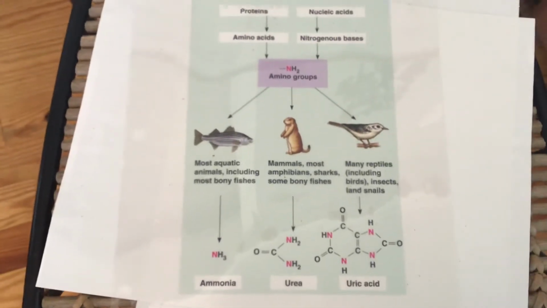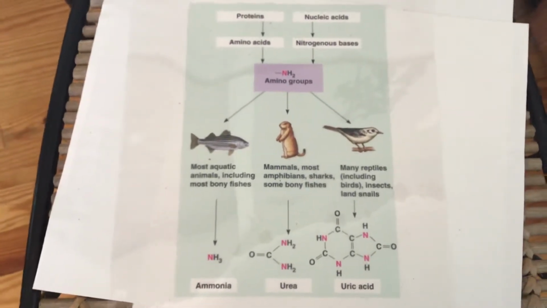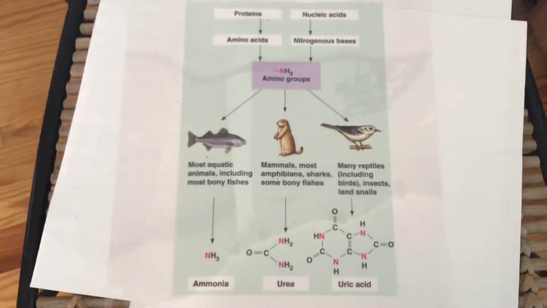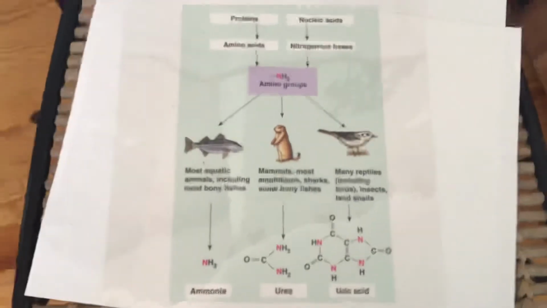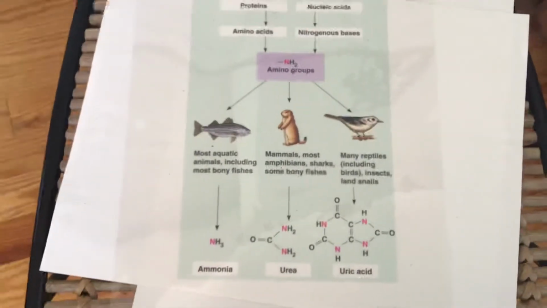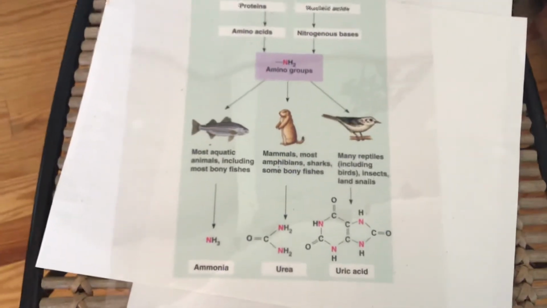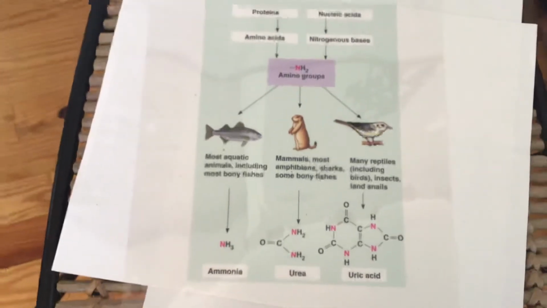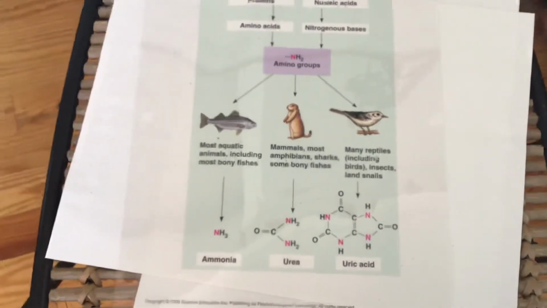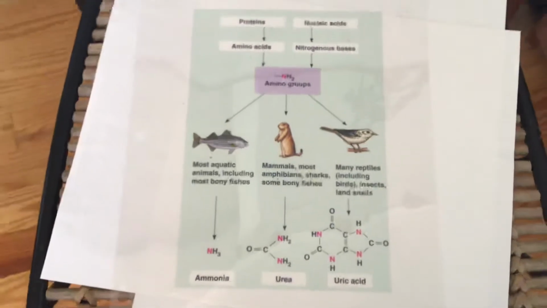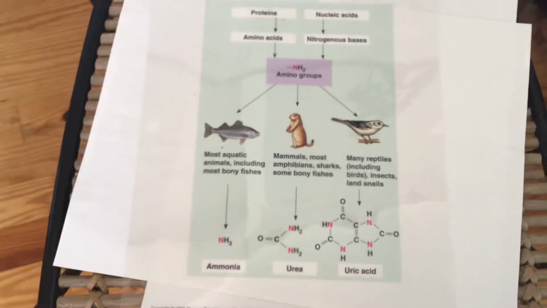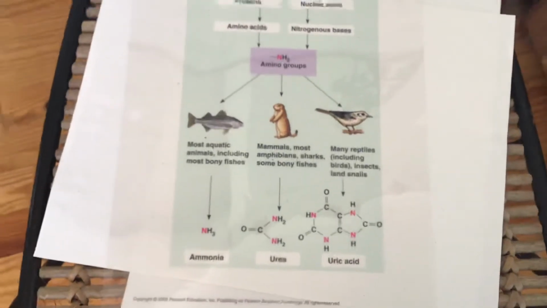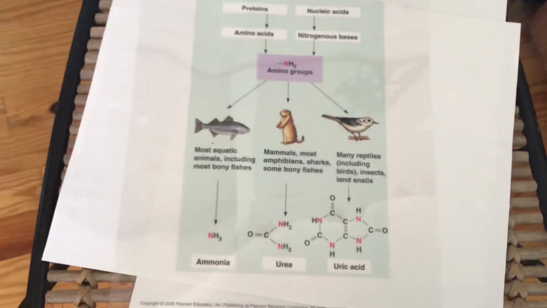Mammals and a lot of amphibians, sharks, and bony fish, they have urea. Now this has to do with being in either a high salt water situation, or in terrestrial situations. Urea is a little bit more of a stable compound, and then it can be easily taken out of the body.